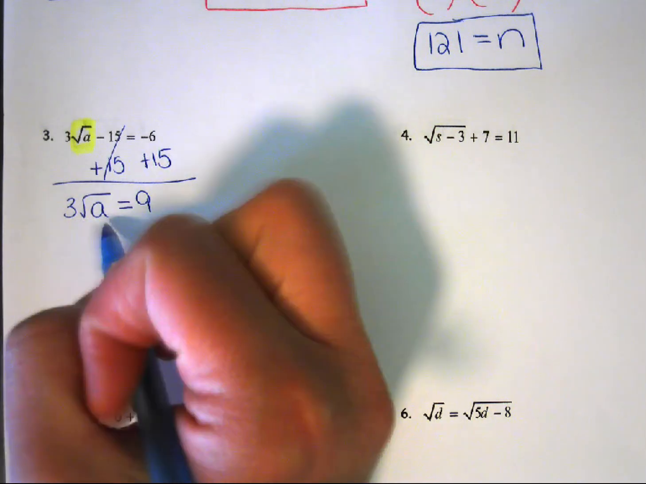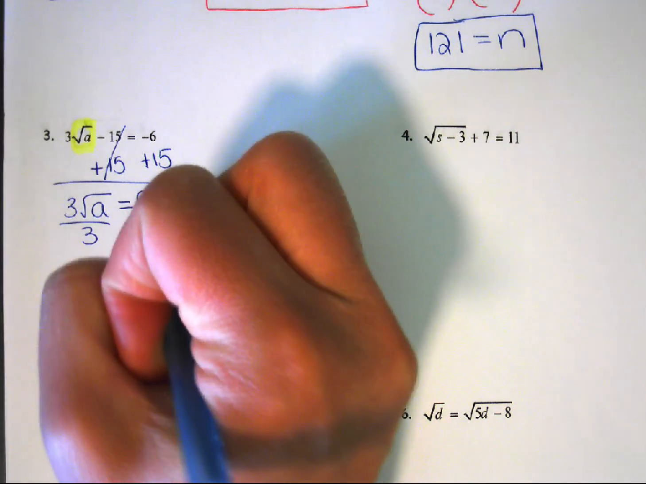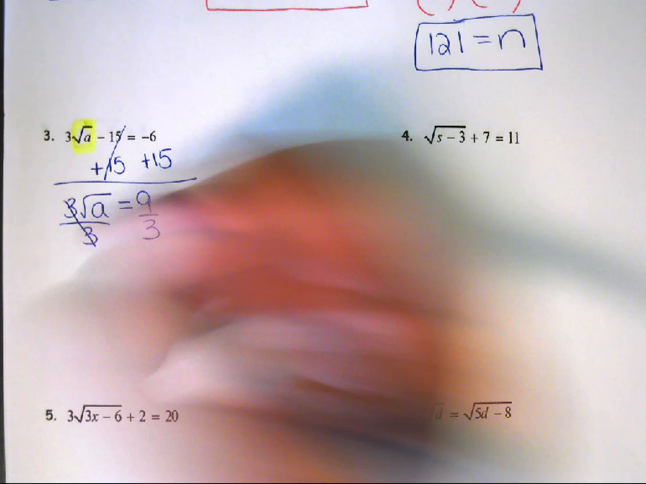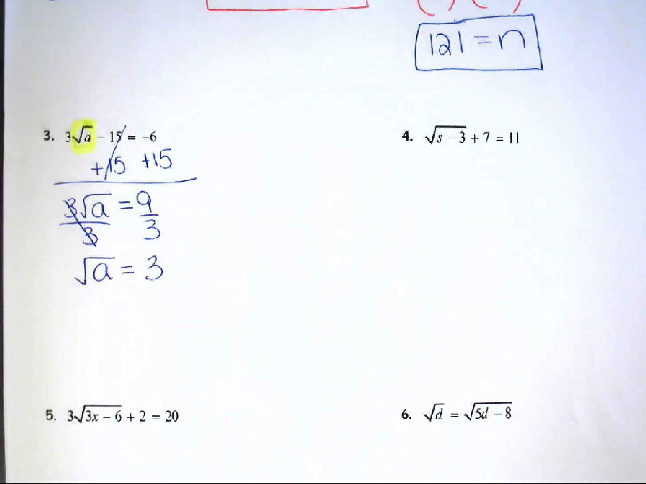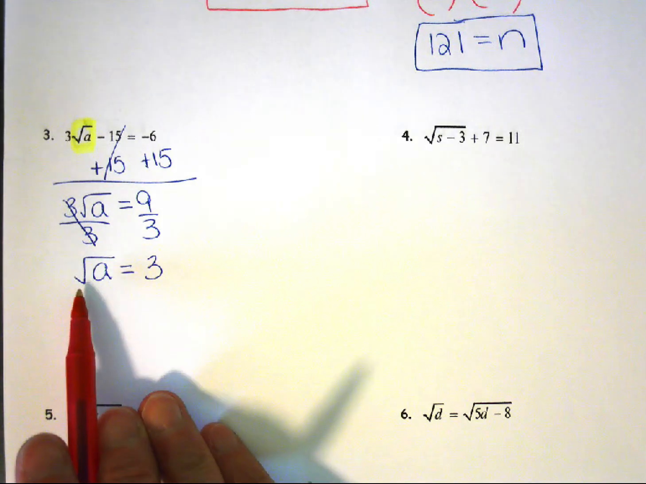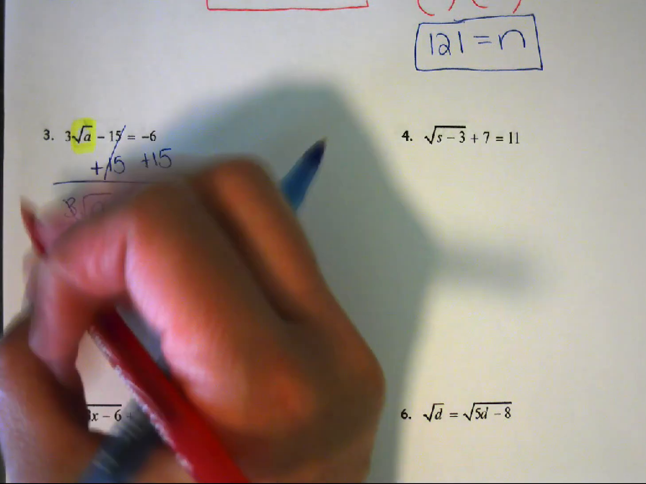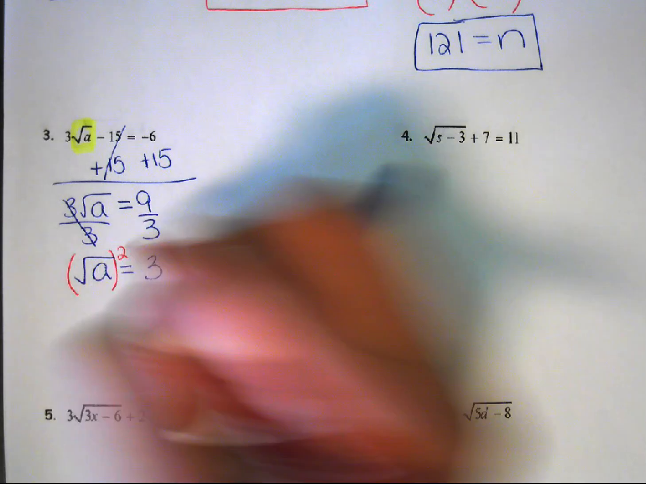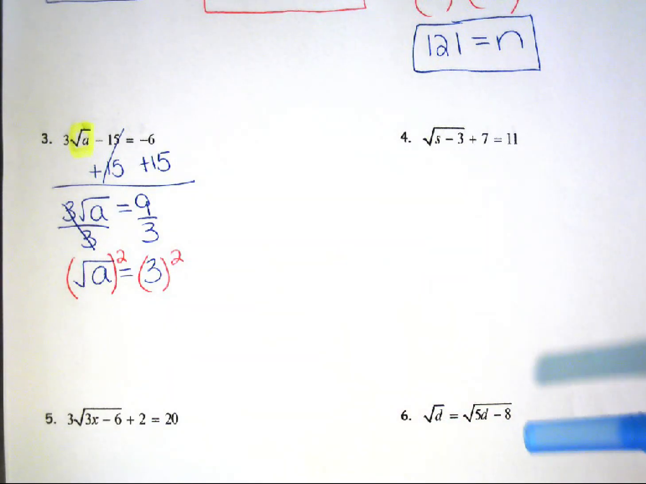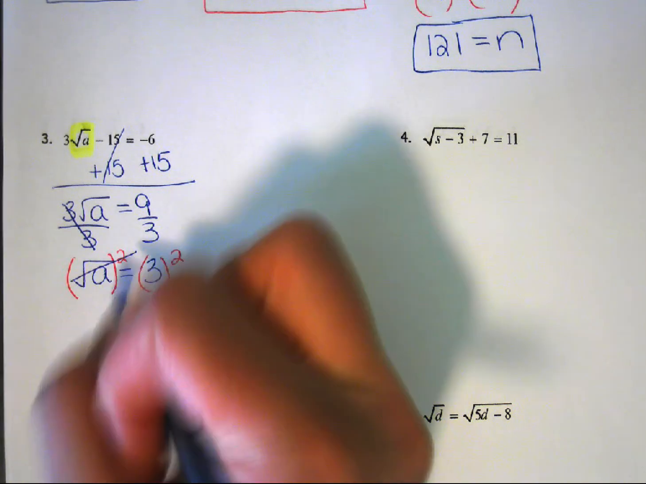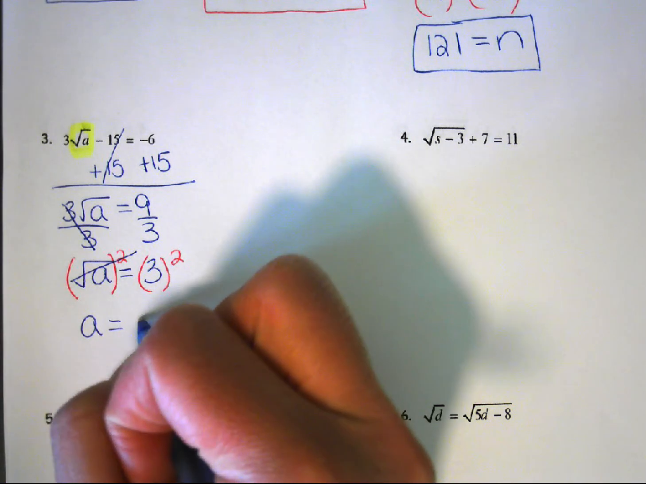So it's being multiplied. I'm going to divide it off, and so this will cancel, and I have the square root of a is equal to 3. And now I have isolated this square root, and so I'm going to do the opposite. I'm going to square it. Remember, we have to use its counterpart. So when I square this, it cancels, and then 3 squared is 9.